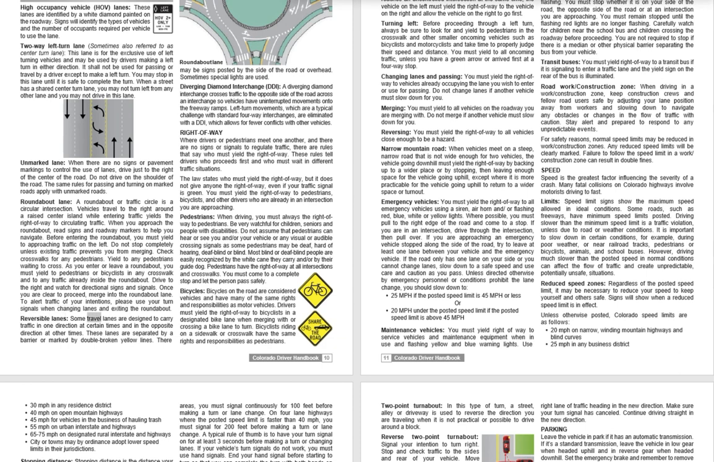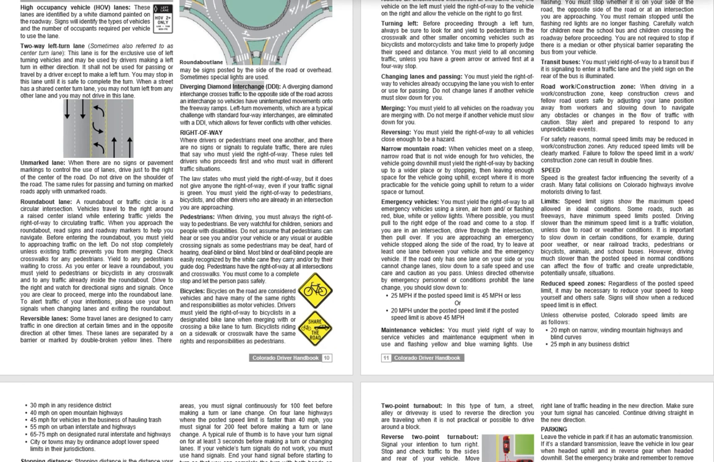Reversible lanes. Some travel lanes are designed to carry traffic in one direction at certain times and in the opposite direction at other times. These lanes are separated by a barrier or marked by double broken yellow lines. There may be signs posted by the side of the road or overhead. Sometimes special lights are used.